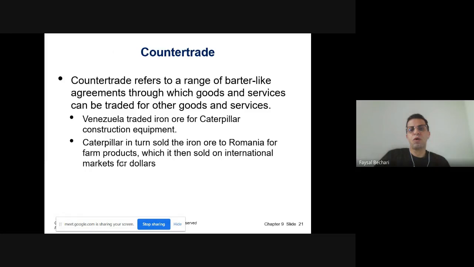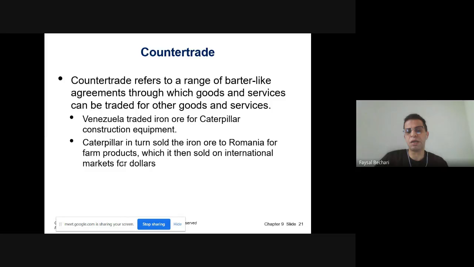So there is what you call a counter trade. A counter trade refers to a range of barter-like agreements through which goods and services can be traded for other goods and services. So what we see right now, for example, is what Venezuela and Iran are doing. Iran, for example, has some trade with India. They take Iranian oil or gas in some cases, and in return, they probably supply rice or clothing or something like this. That's what you call a counter trade.